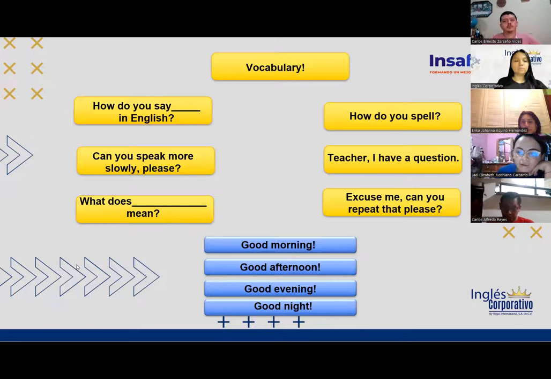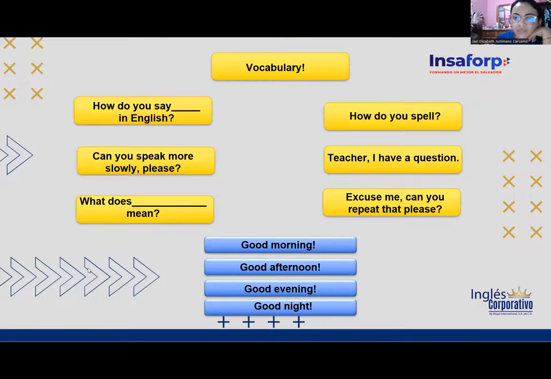Teacher, I have a question. Excuse me, can you repeat that, please? Good morning, good afternoon, good evening, good night. Excellent. Thank you, Jael. Okay, guys. So those are just some phrases that we can use. As you can see, we have vocabulary. As Jael said before, we have how do you say cama in English? ¿Se acuerdan que eso ya lo habíamos visto? ¿Cómo se dice cama en inglés? How do you say cama in English? Así me tiene que preguntar.